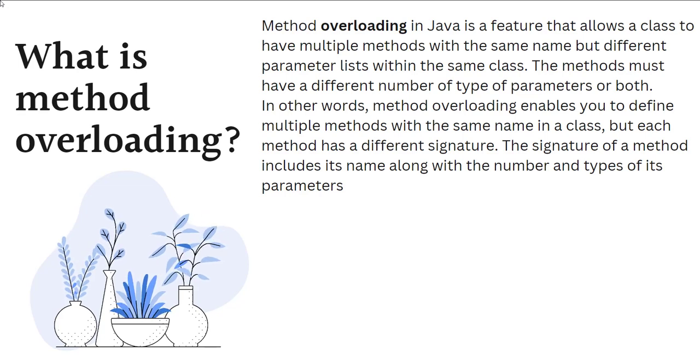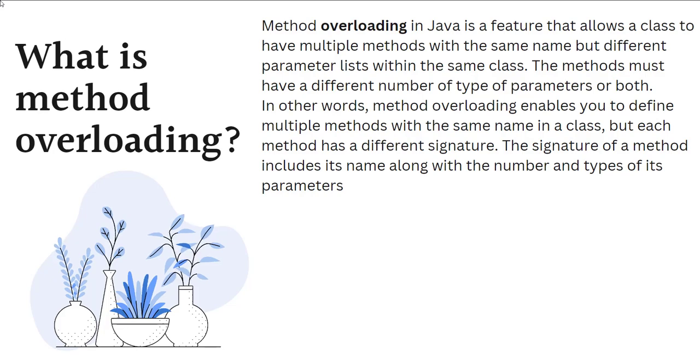Method overloading in Java is a feature that allows a class to have multiple methods with the same name but different parameter lists within the same class. The methods must have a different number or type of parameters, or both. In other words, method overloading enables you to define multiple methods with the same name in a class, but each method has a different signature. The signature of a method includes its name along with the number and type of its parameters.